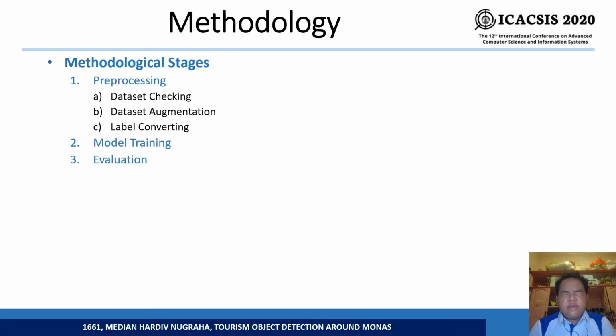For the methodology, the stages are, number one, pre-processing. For the pre-processing, there are dataset checking, then dataset augmentation, and then label converting. The next stage is model training, and the last is evaluation.